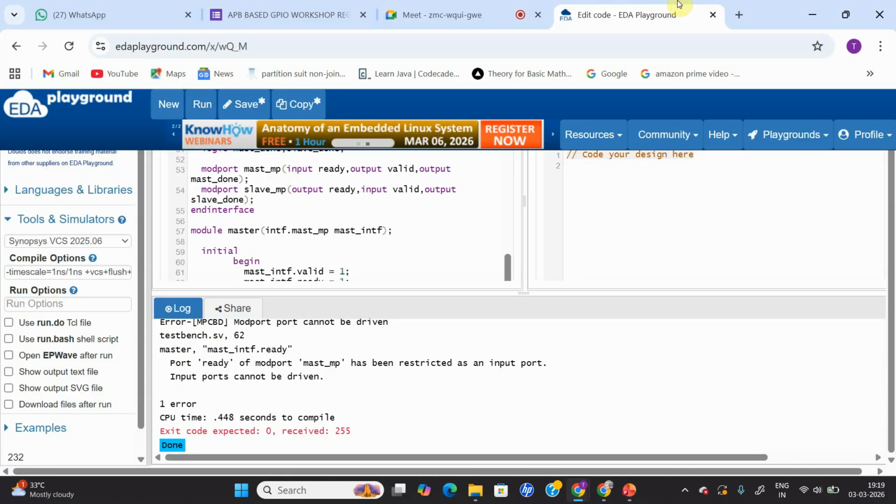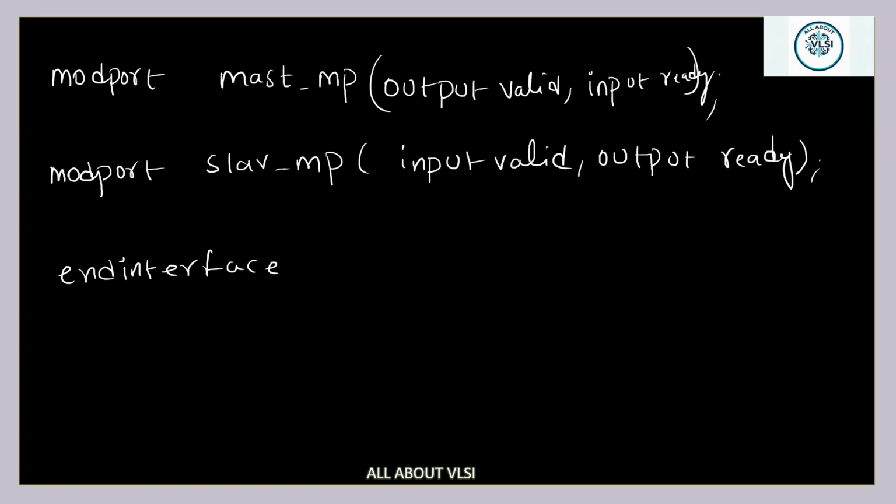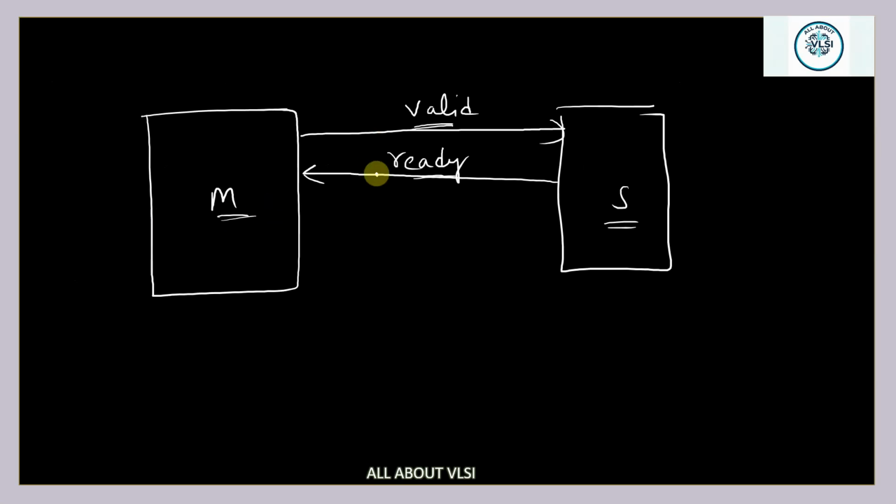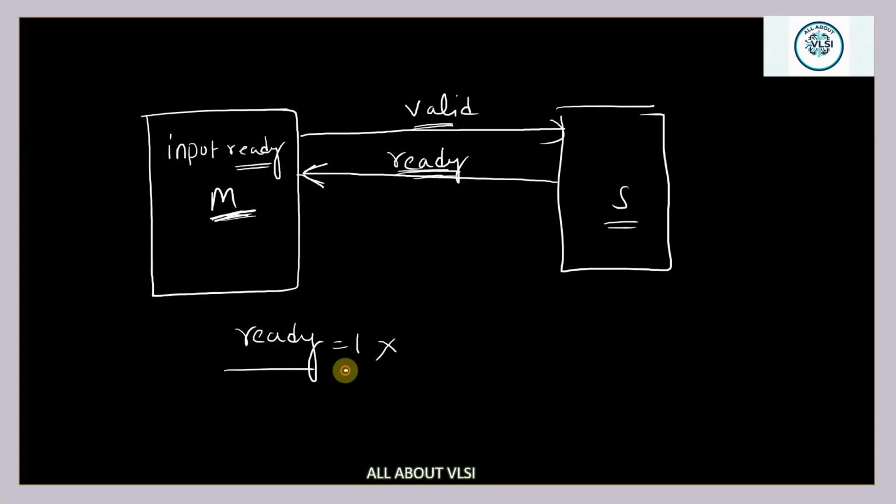Okay. So if you have a module like this, here master, master is basically having this ready as your input. In the master, we have the signal ready declared as input. You cannot drive any values to this ready. Like you cannot write ready is equal to 1 or ready is equal to 0. No, you cannot drive any values to the input signal.